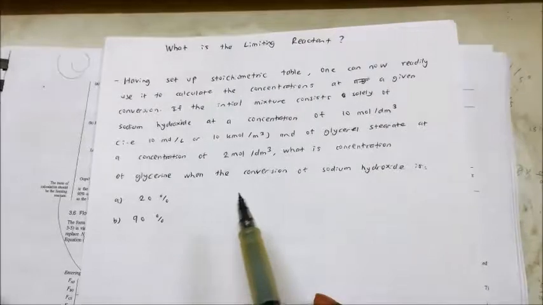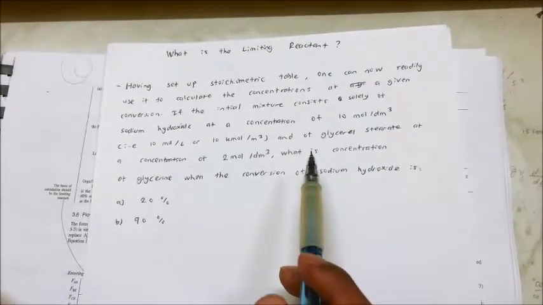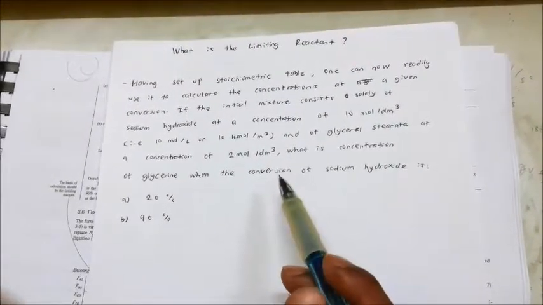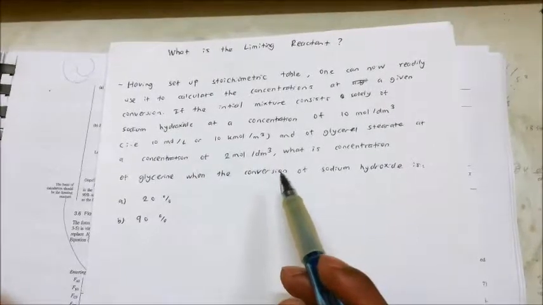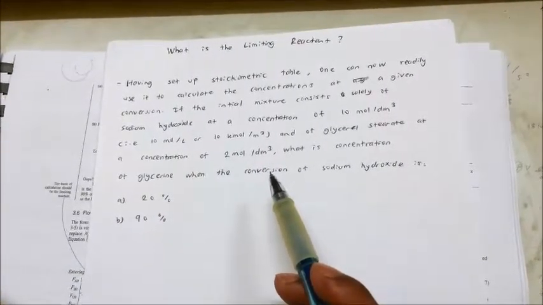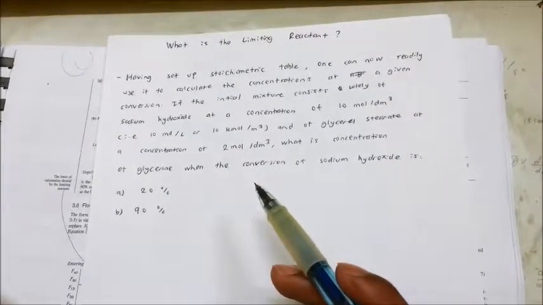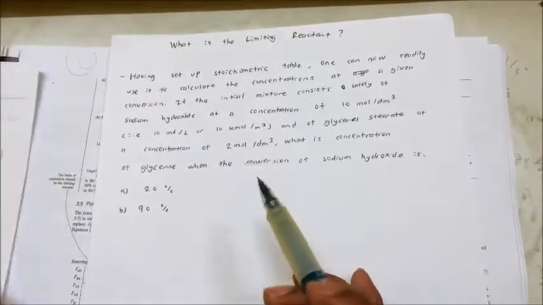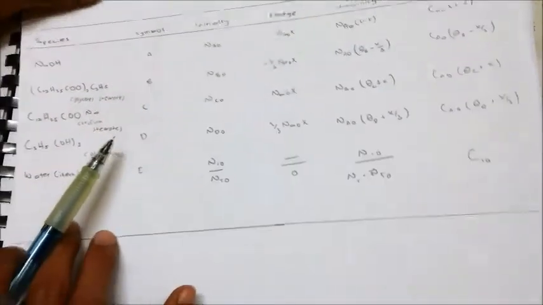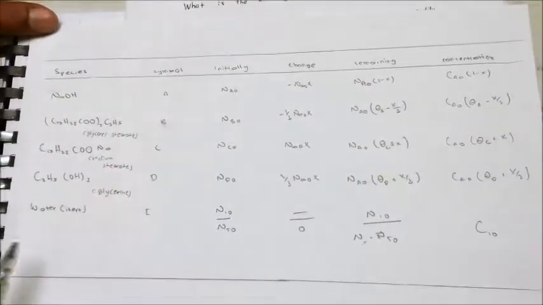Okay, this is the second part of chapter 3, which is stoichiometry. In this subtopic, we will provide you an example of a question on stoichiometry. Basically, in this subtopic, we have to set up a stoichiometric table. A stoichiometric table basically looks like this.